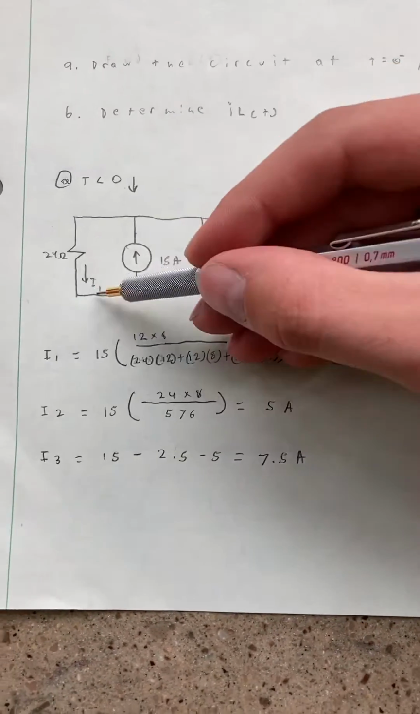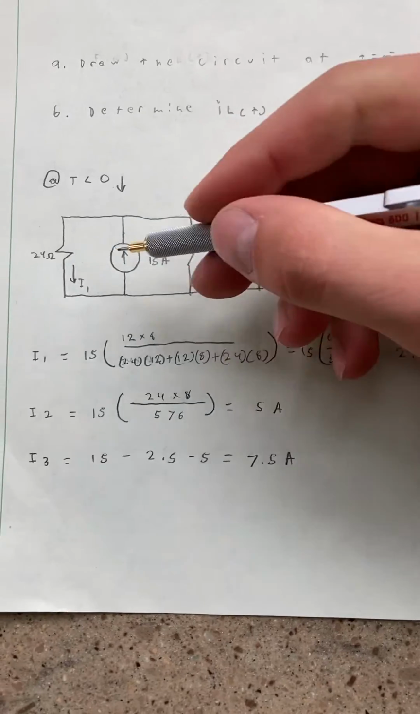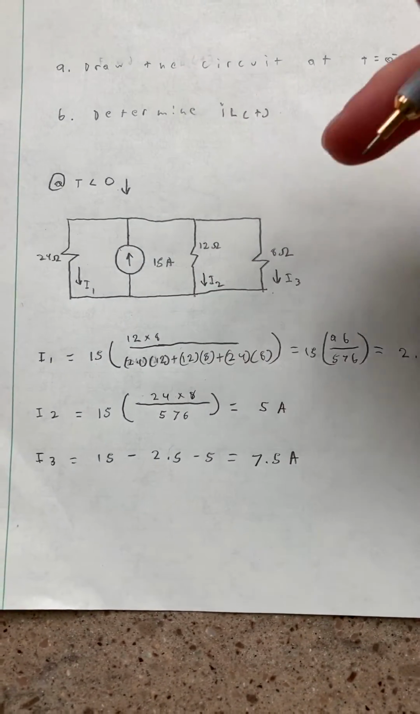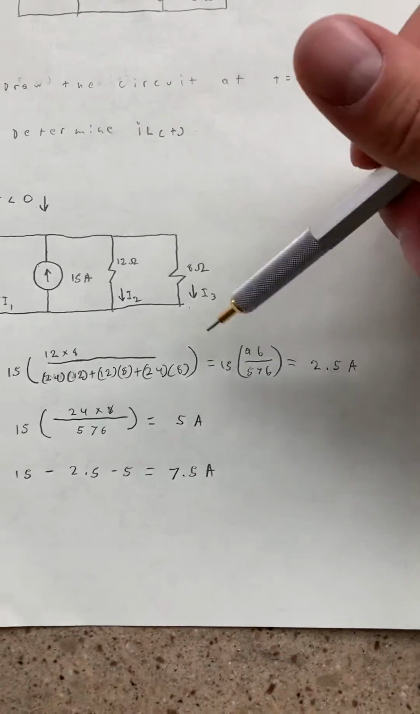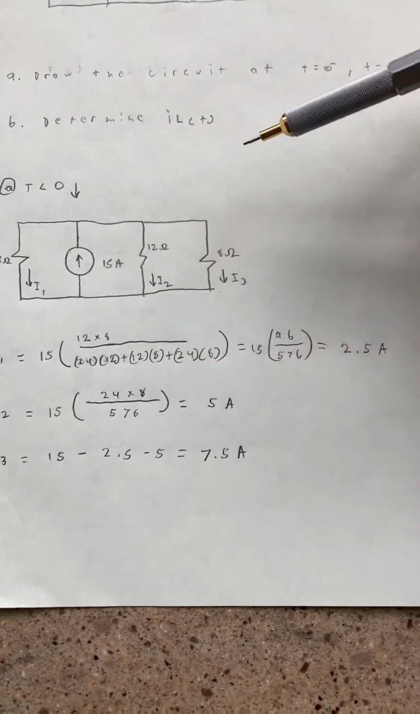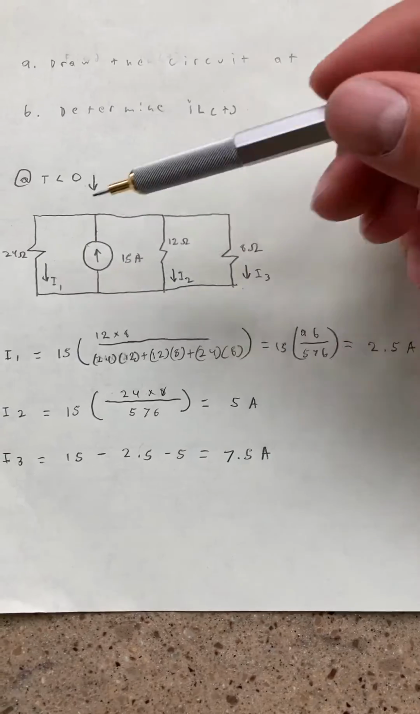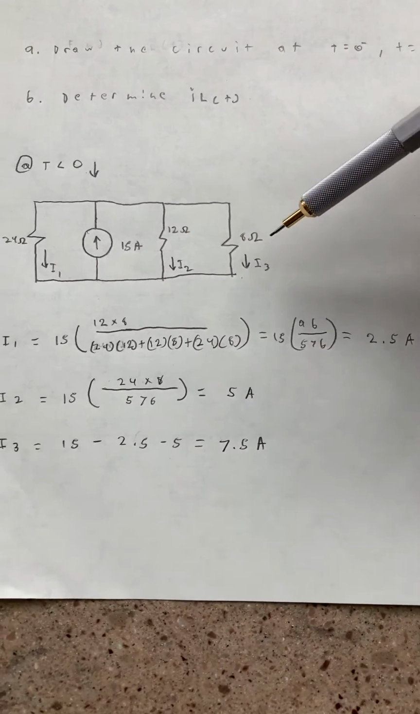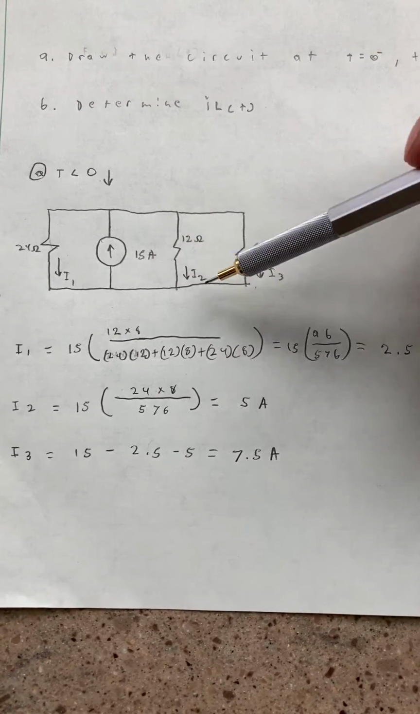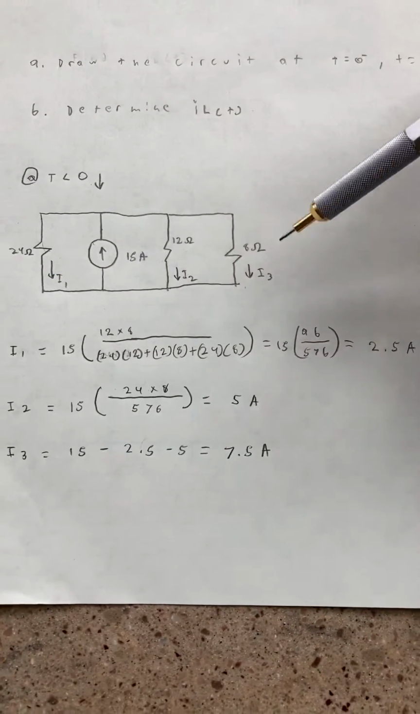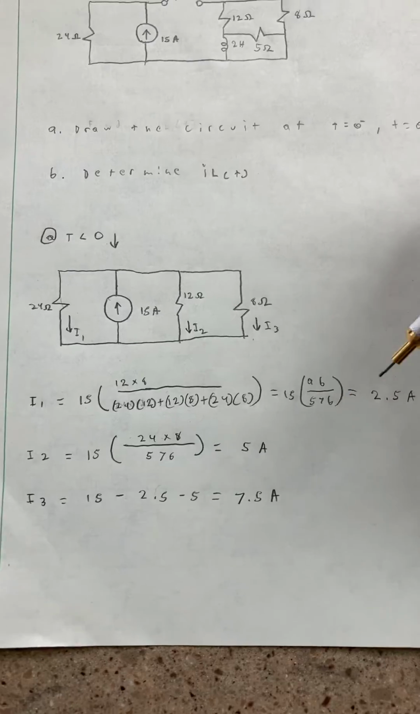First off, I labeled and solved for the current in each of the branches at t less than 0. We can see that these currents progressively get larger. This current is 2.5 amps, this current is 5 amps, and this current is 7.5 amps. This makes sense because these currents are adding until they get to the last branch. So we know that that's correct.